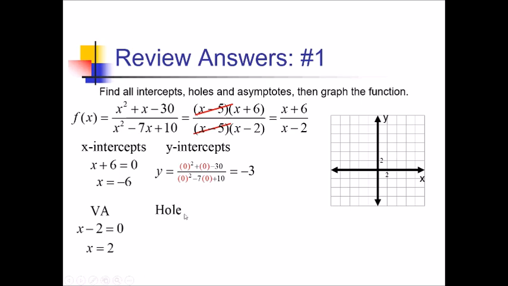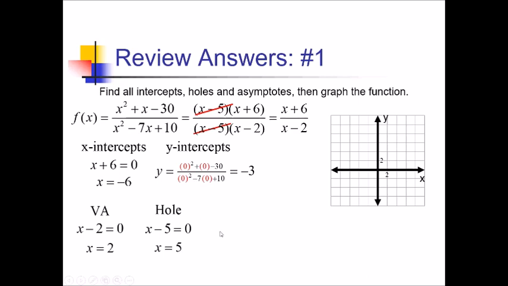For holes, those will be x values that would zero out, make undefined the original equation, but not the simplified one. So we're looking for factors that got canceled out that would have given us 0 in the denominator if we had not canceled them out, like this x minus 5. If I set x minus 5 equal to 0 and solve, I have x equals 5 as the location of a hole.